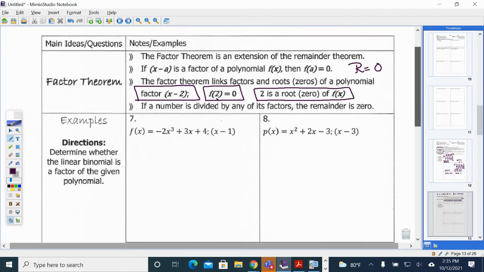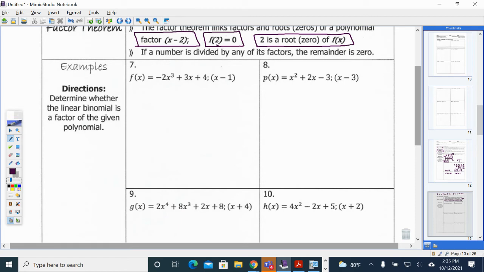So let's look at example number 7. Directions are telling us to determine whether the linear binomial is a factor of the given polynomial. F of x is equal to negative 2x to the third plus 3x plus 4, and our binomial is x minus 1. So the question here is, is x minus 1 a factor of our function? In order to say yes or no, we have to use our synthetic division, and the remainder would have to be 0.